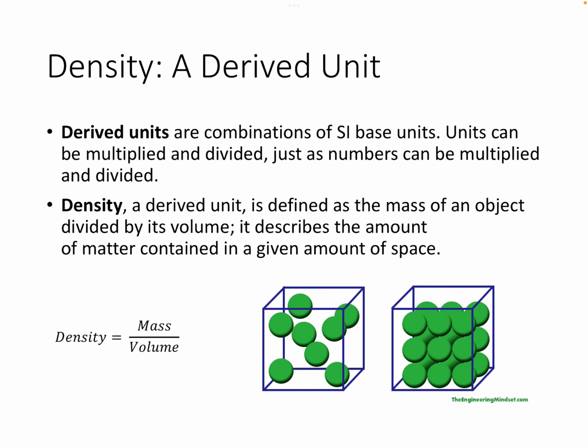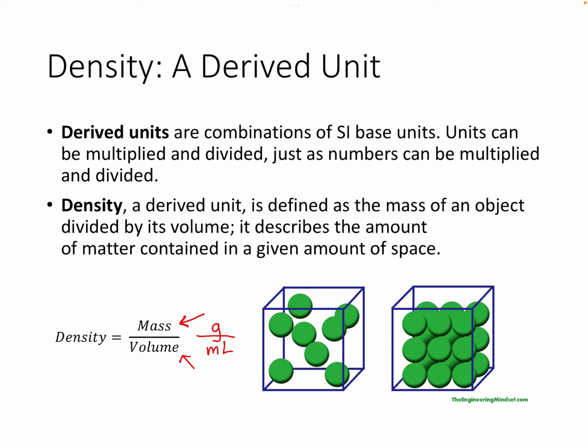Density is what's known as a derived unit because it actually contains more than one unit. Derived units are combinations of base units in the international system, and these units can be multiplied and divided, similar to numbers. Density in particular is defined as the mass of an object divided by its volume. So typically the units will be grams per milliliter, or g over mL.